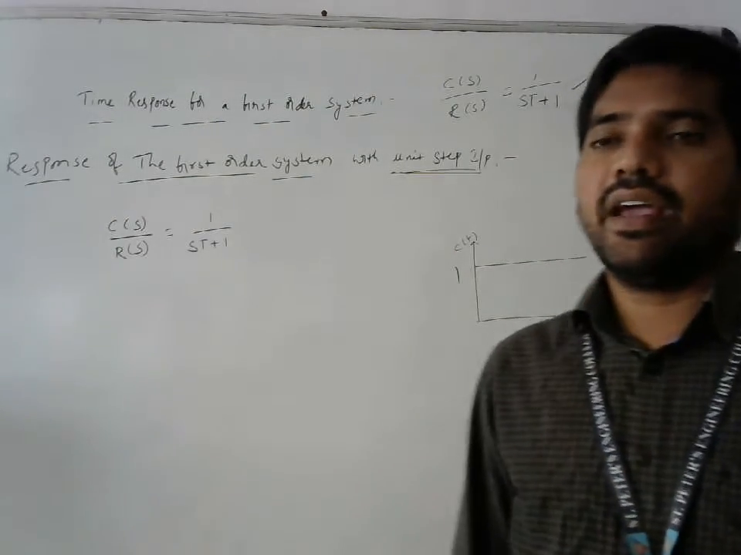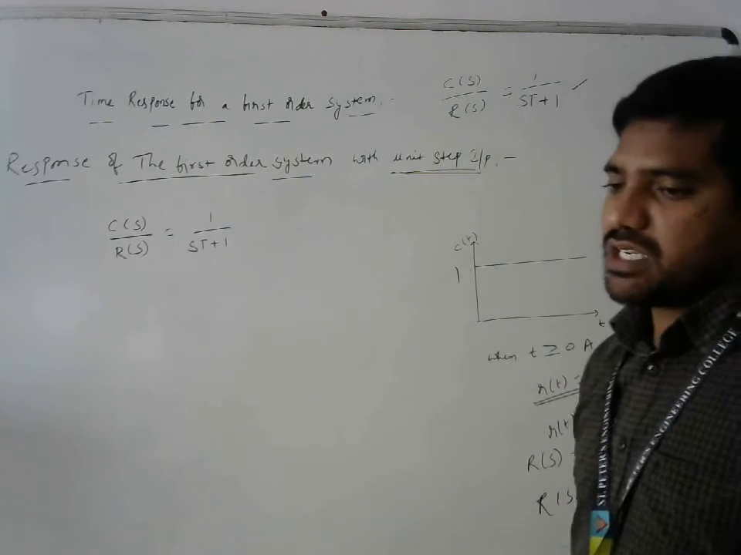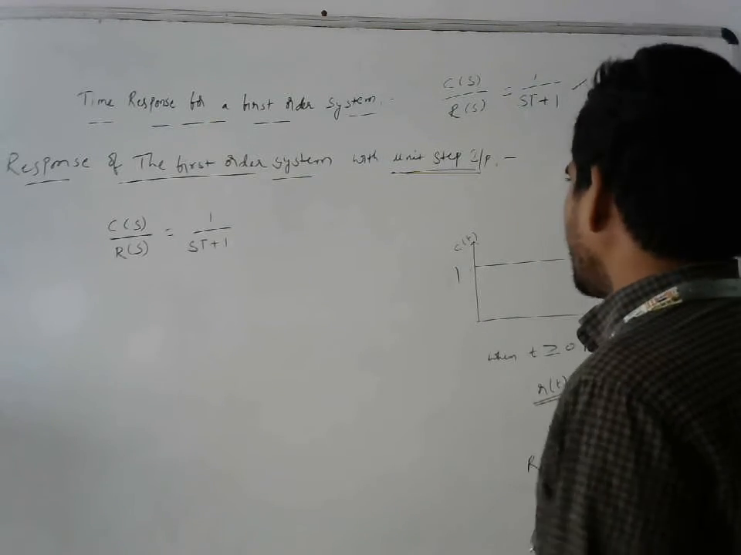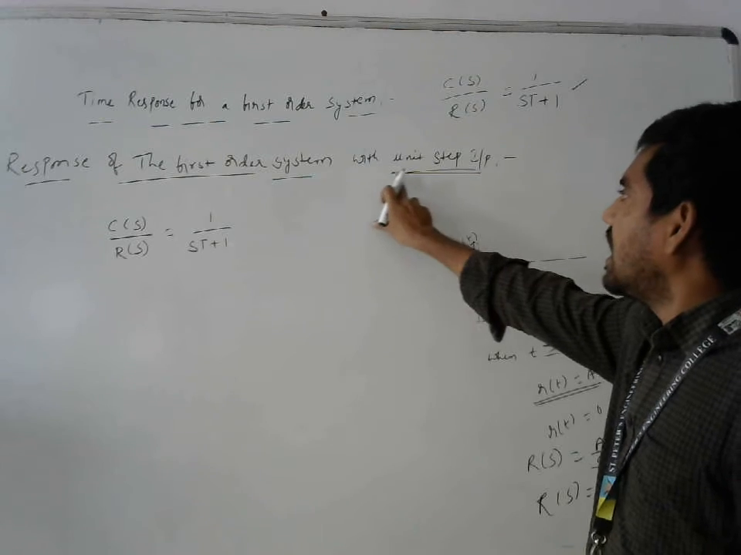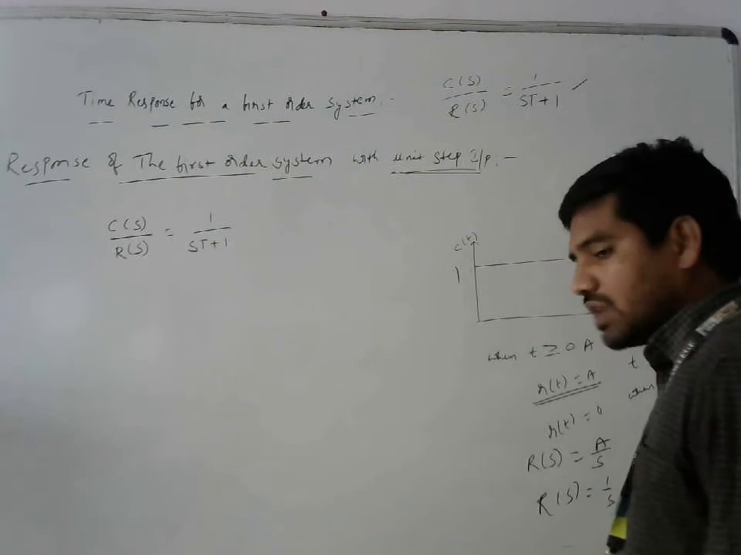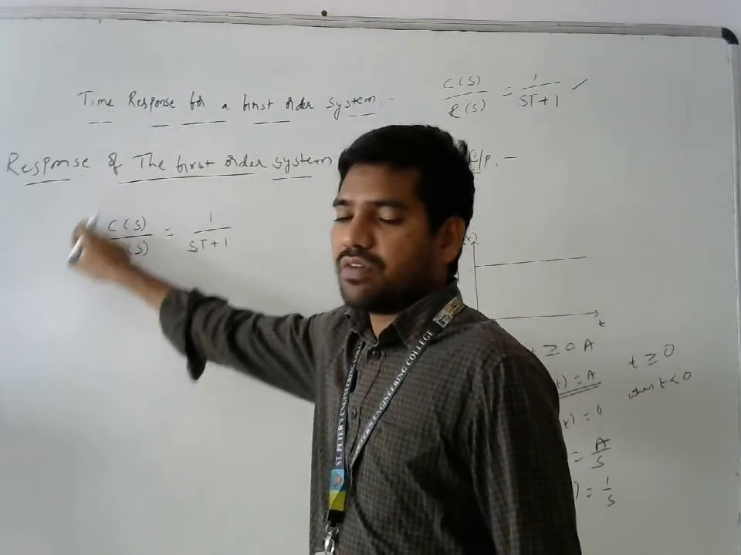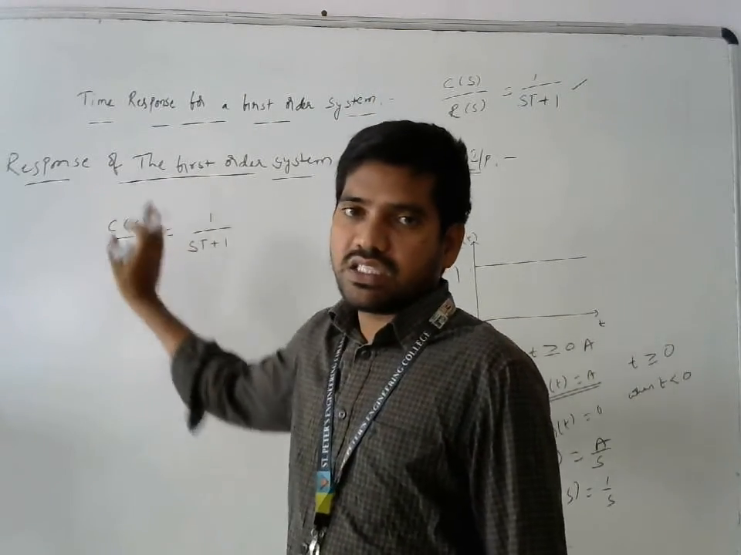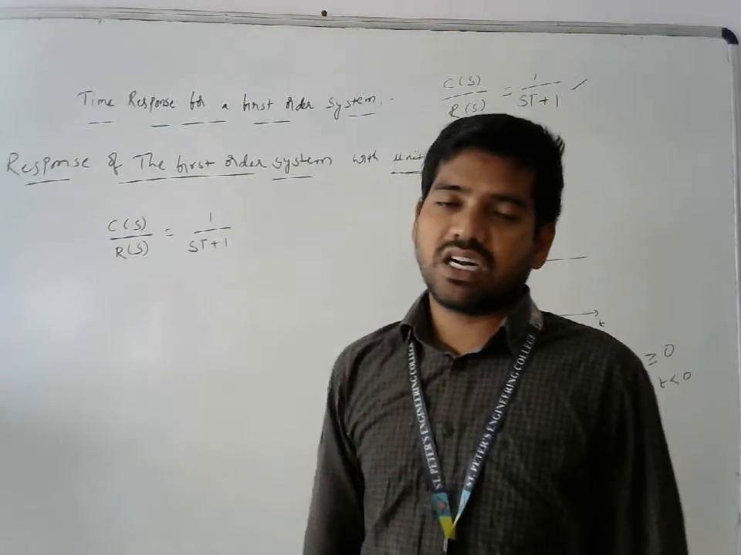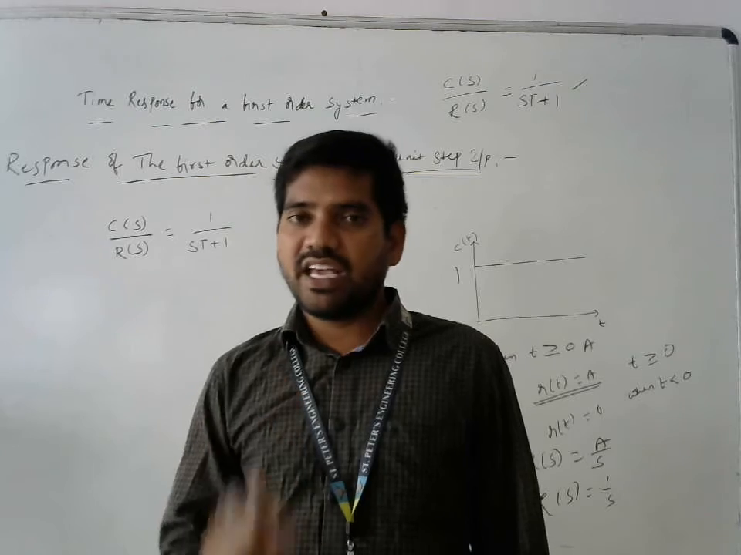If you take a normal step, it would change; the unit step input is for simplification purposes, so whenever I give a unit step input, the R(s) value is 1 by s. Now this is the transfer function of a basic first order system. For that system I am going to apply an input signal.